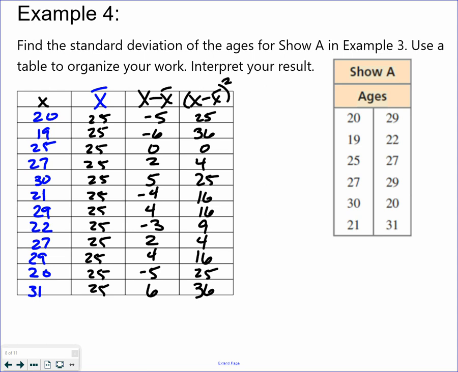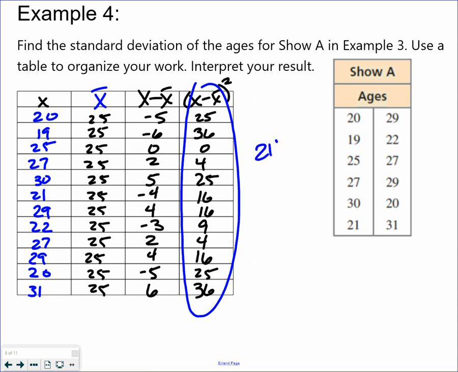Now for the big finale. You are now going to take the last column in the data set, this one right here, and I want the average of that column. So add them all up: 25 plus 36 plus 4 plus 25 plus 16 plus 16 plus 9 plus 4 plus 16 plus 25 plus 36. So I add them all up.